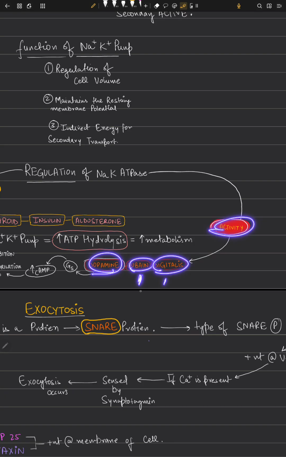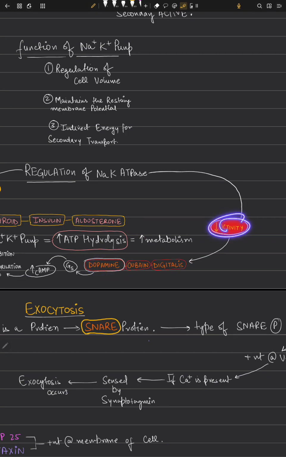Ouabain is one of the sites that is outside. It's an alpha binding site that's present outside. Another binding site is K, that is potassium. So potassium and ouabain are the binding sites that are outside the cells, and they are alpha binding sites. Ouabain and digitalis are quite similar, and dopamine as well.